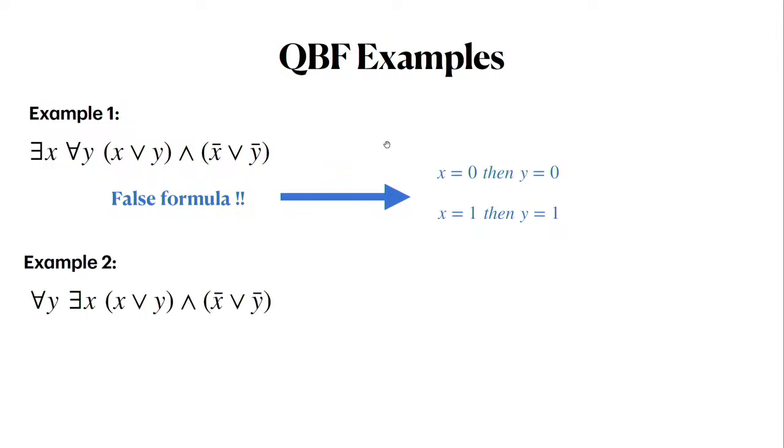But if I do something different, I have for all y there exists x and the same formula. This formula becomes true. Why is that? Because if I say y equal to 0 and then x equal to 1, then this formula is true. Y equal to 1, x equal to 0 again makes this true. So for every y, there is some x which makes my formula true. So this is a true formula.